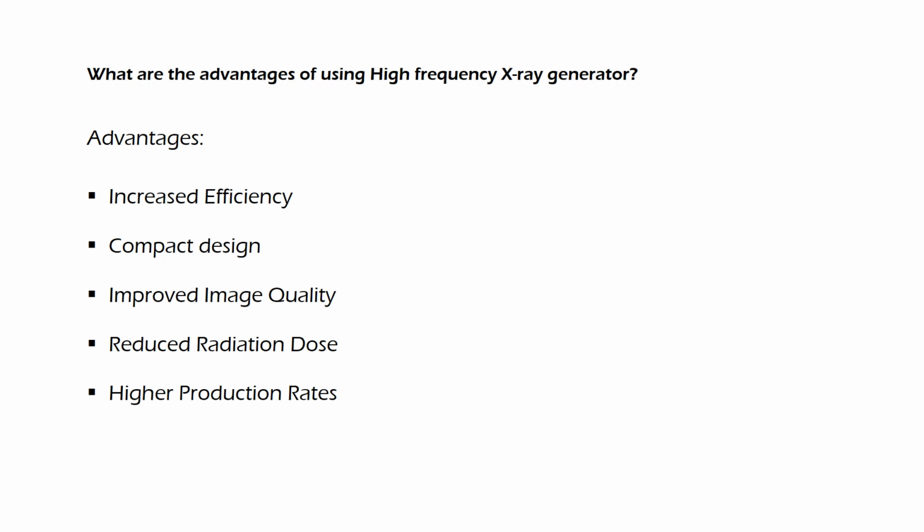Higher production rates. Since high-frequency generators use solid-state devices in the power circuit, they can produce X-rays at a higher rate than conventional generators. Also, the reproducibility of the X-ray output is more consistent. This can be particularly beneficial in busy medical centers, where there is a high demand for X-ray imaging.